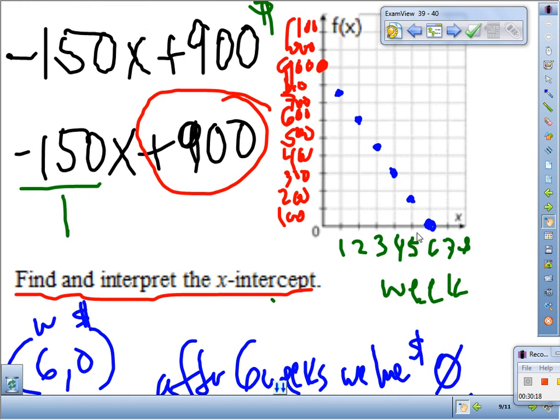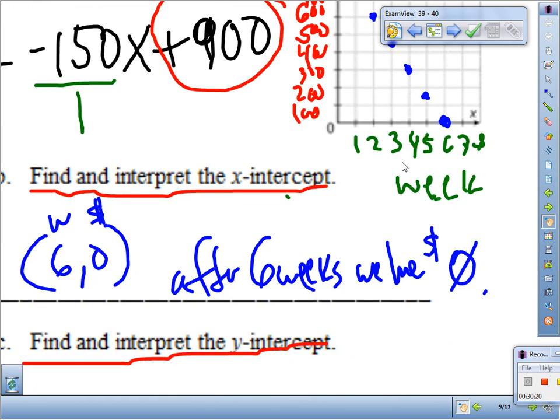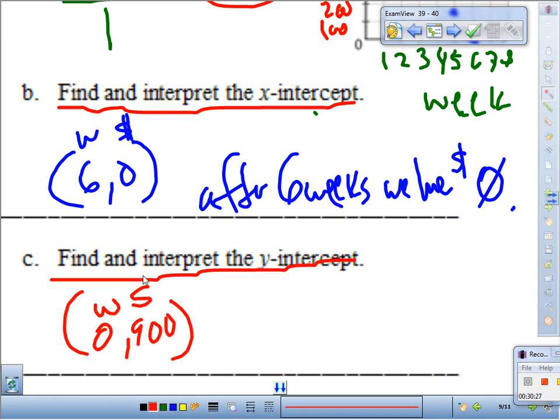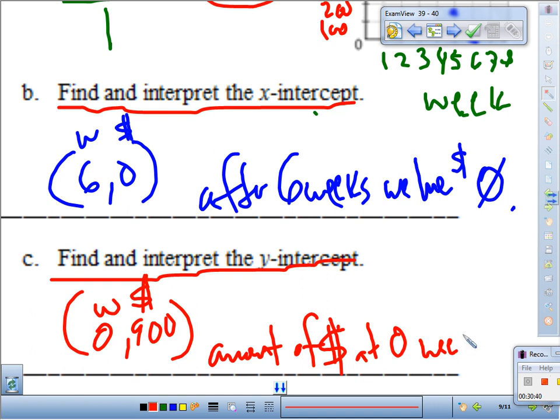Okay, how about the y-intercept? Look at the y-intercept. It's 0, 900. And what does that mean, everyone? Amount of money at 0 weeks, or at the beginning, right?